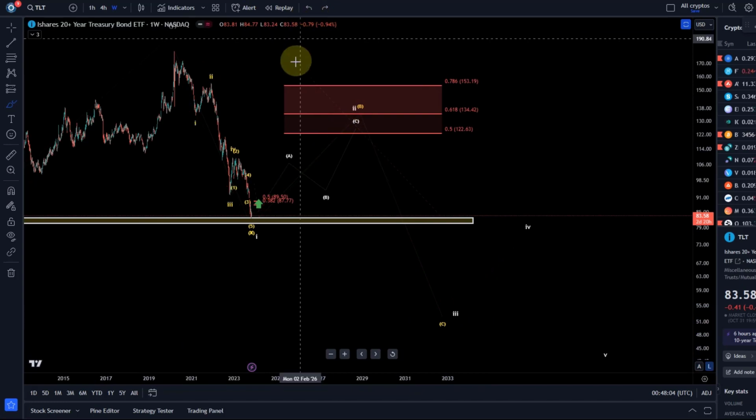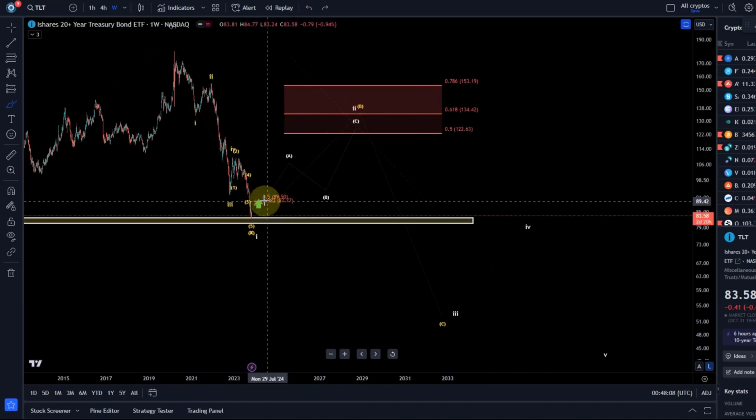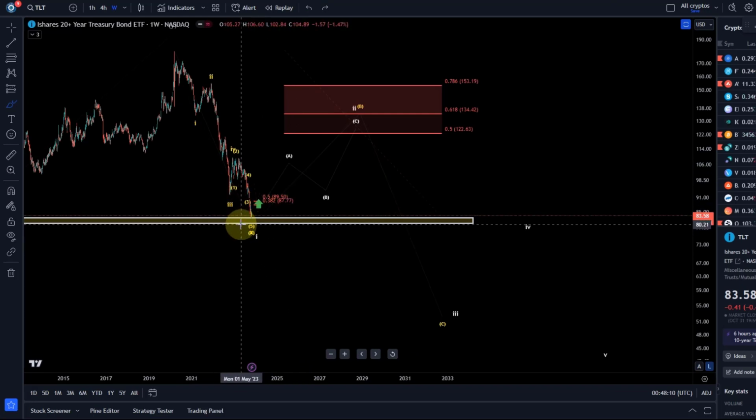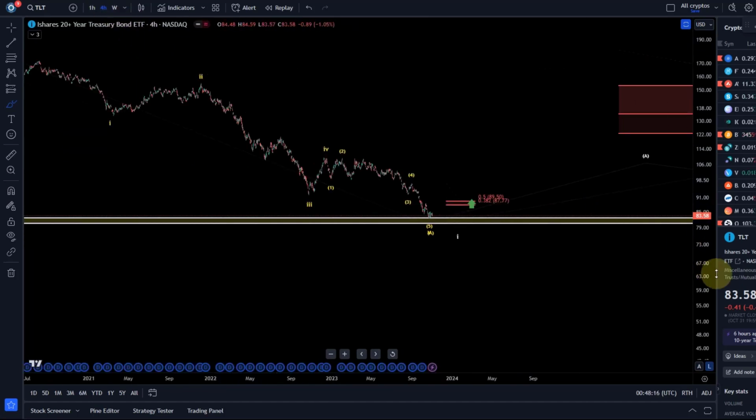Basically what that means, we're watching for a bounce. Probably hasn't started yet, but this is the area definitely where we want to be monitoring the chart, put our alerts onto the system, and basically, yeah, be on high alert for a potential reversal.